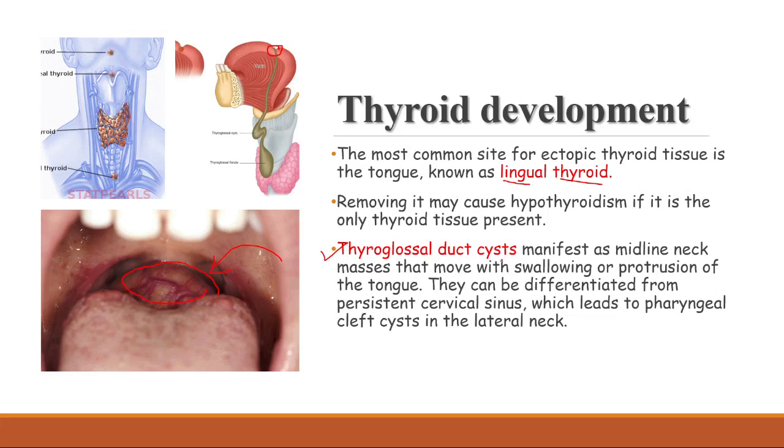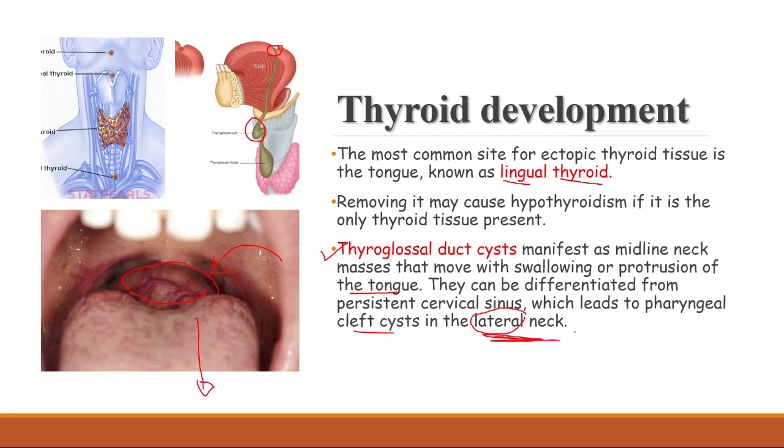So thyroglossal duct cysts manifest, the cysts that we talked about here, as midline masses, neck masses that move with swallowing or protrusion of the tongue. So when you protrude the tongue, the cyst moves along with it. And they are differentiated from another cyst, which is called persistent cervical sinus or persistent branchial cervical cyst, which leads to pharyngeal cleft cyst in the lateral neck. And you have to know it's a lateral neck.